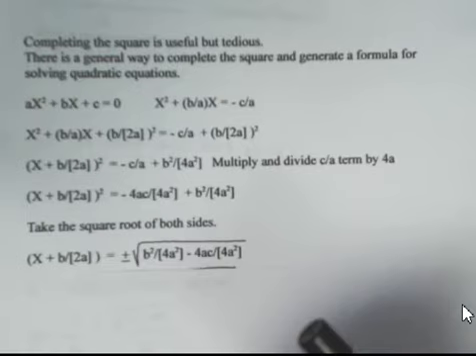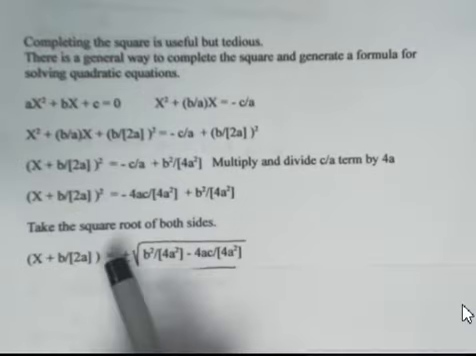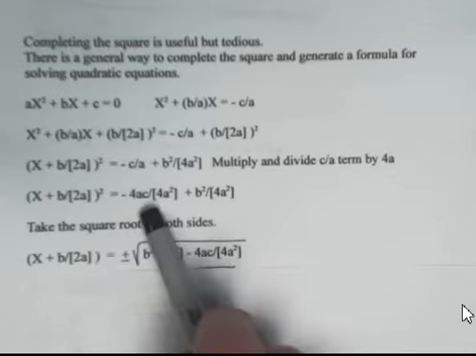We're going to take the square root of both sides. So we have x plus b over 2a on the left. Over here, we have a square root. And again, plus or minus, there are two possibilities. When I take the square root here, it's a plus and a minus. And b squared over 4a squared, I'm writing this term first. And then minus 4ac over 4a squared.